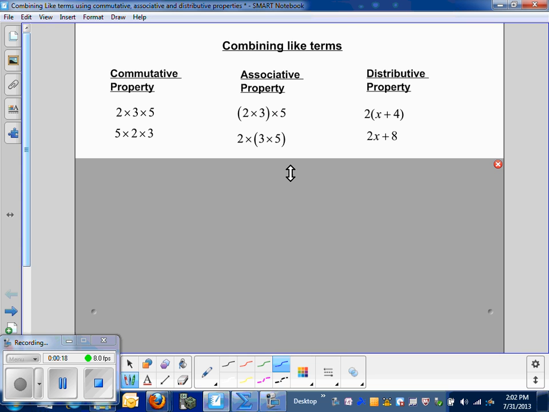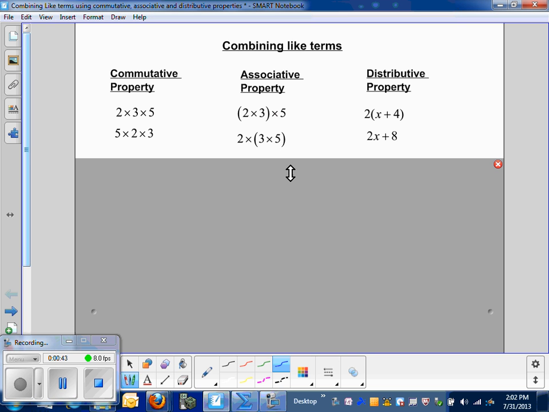The first property we'll be using is the commutative property. The commutative property works for multiplication and it works for addition. In this example, I have 2 times 3 times 5. Using the commutative property, I rewrote the terms as 5 times 2 times 3. So I changed the order.